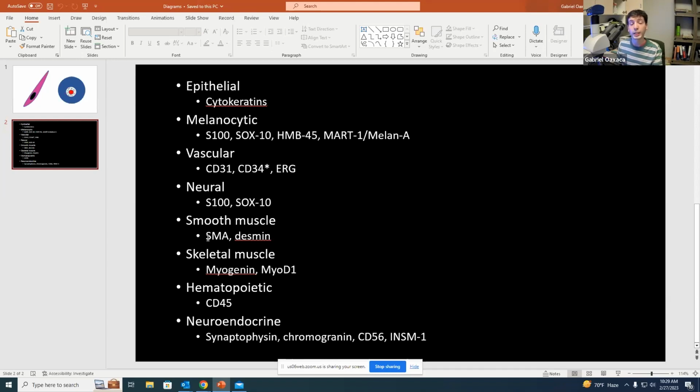So we will encounter in today's cases some alternate uses of SMA other than just smooth muscle in the classic sense of, say, a leiomyoma. Then we also have skeletal muscle: myogenin, MyoD1, say if one is considering a rhabdomyosarcoma. And then hematopoietic, this is definitely an oversimplification.